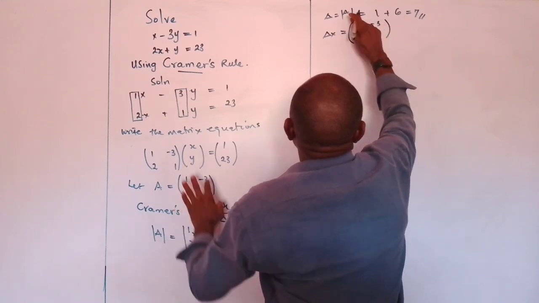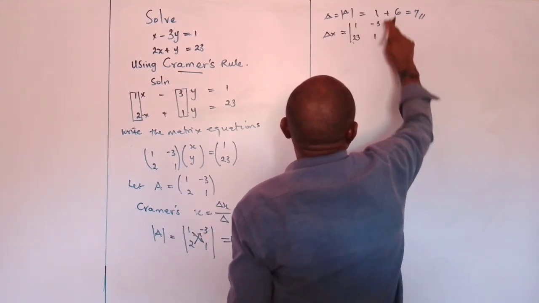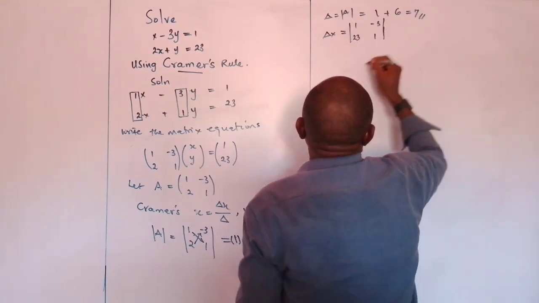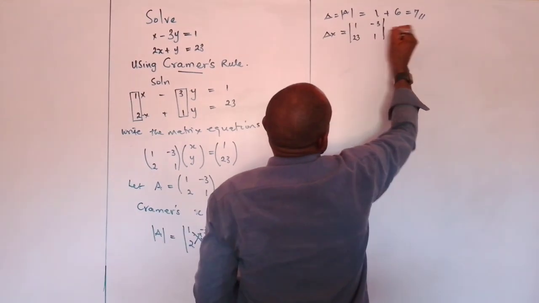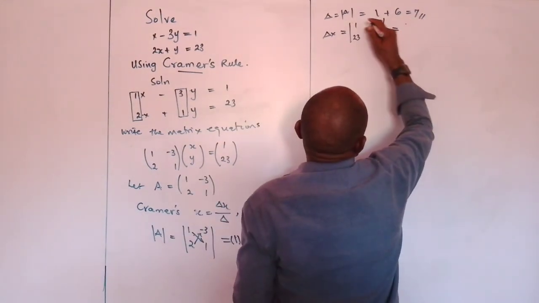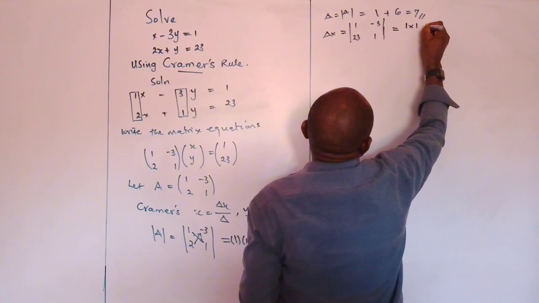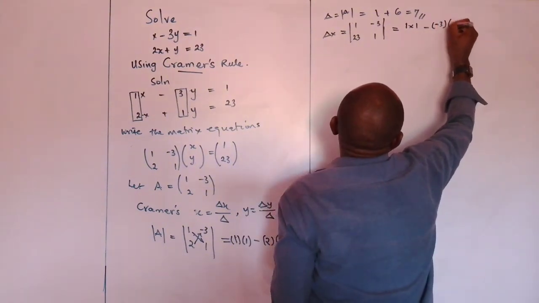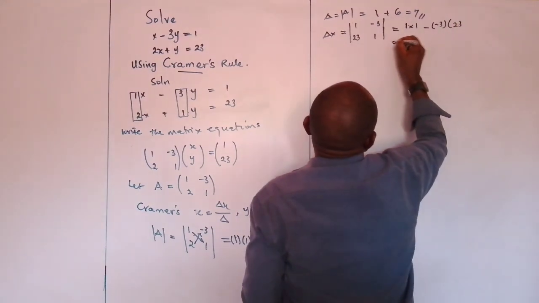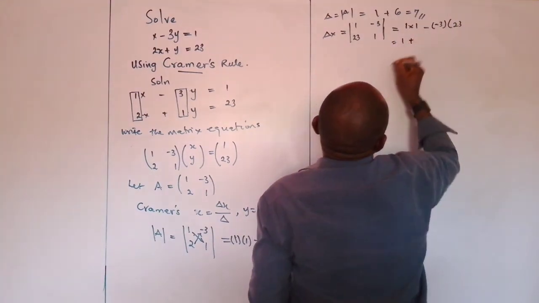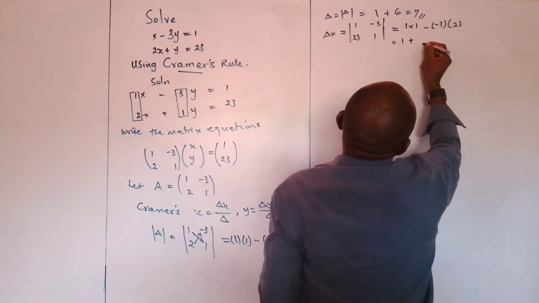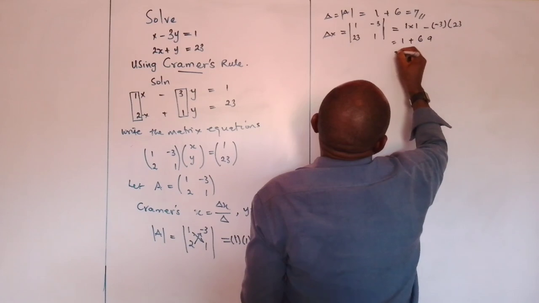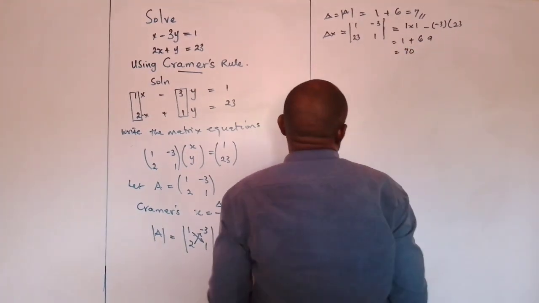So this is finding the determinant of x. When you do it like this, we multiply the diagonals, which is 1 times 1, minus, then you have -3 times 23. So what you have is plus 69, and the result is equal to 70.